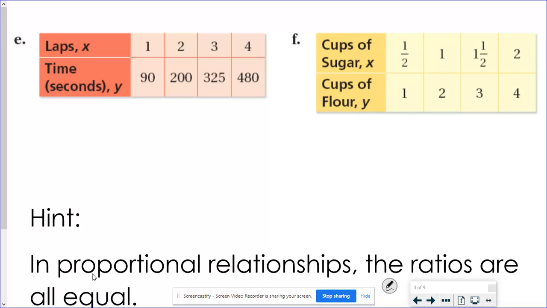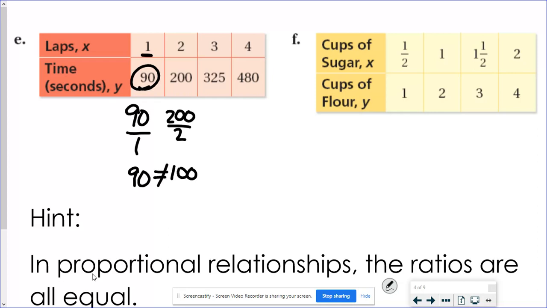So in this one, if I would take the 90 divided by 1, well, that's 90. But here, if I go with the 200 divided by 2, that's 100. I don't even need to bother checking the other two. If these two are not equal, it's not proportional.